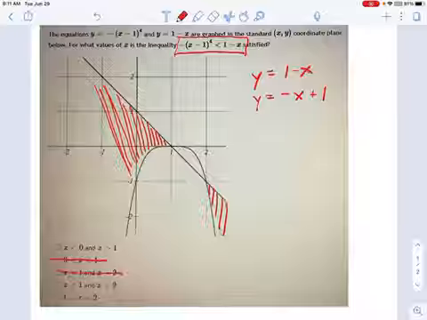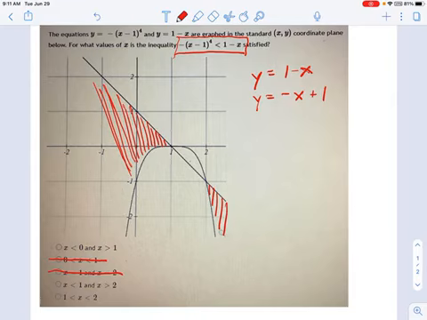We want this one, the fourth down on this list. We want x less than 1, and we want x greater than 2. Those are the two regions that I'm talking about.